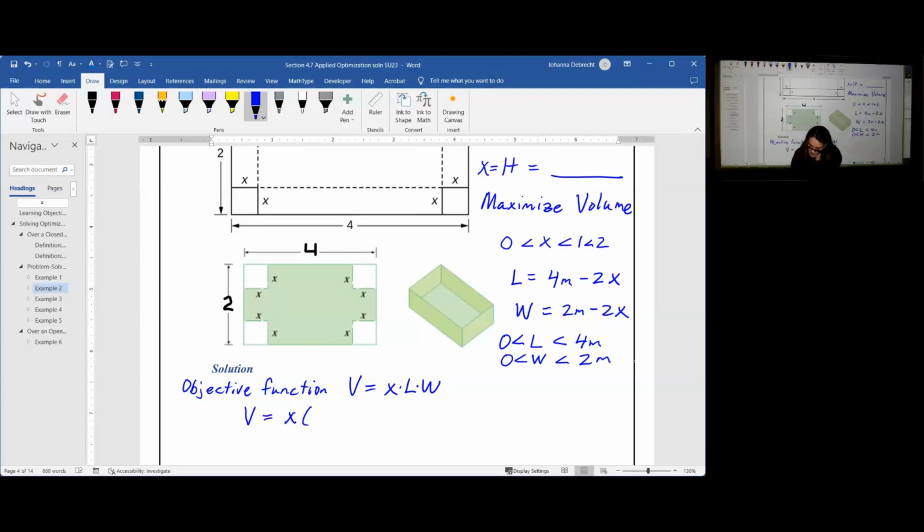This gives us X times 4 meters minus 2X times 2 meters minus 2X. We should probably go ahead and multiply it out because we know that we're going to want to optimize it. That means find relative extrema.